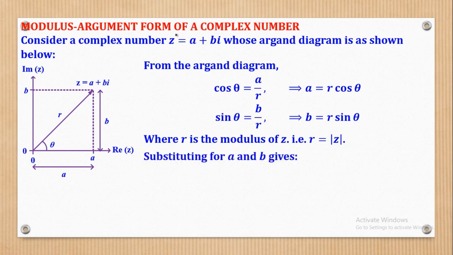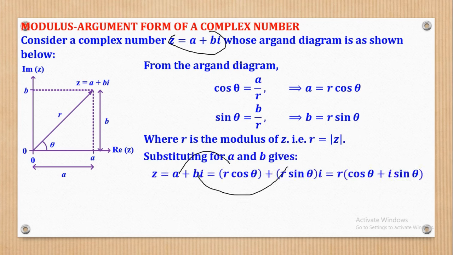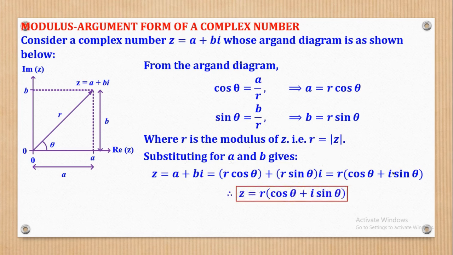Now substituting for a and b in this expression, this is a and this is b, the i is maintained. So pulling out r, because it is common, I'll come up with this expression. Now that is what we call the modulus and argument form of a complex number. It has r, which is the modulus, then cos theta plus i sin theta, where theta is the argument of that complex number. So always remember, when they tell you to express a complex number in modulus argument form, they want it to be in this form.